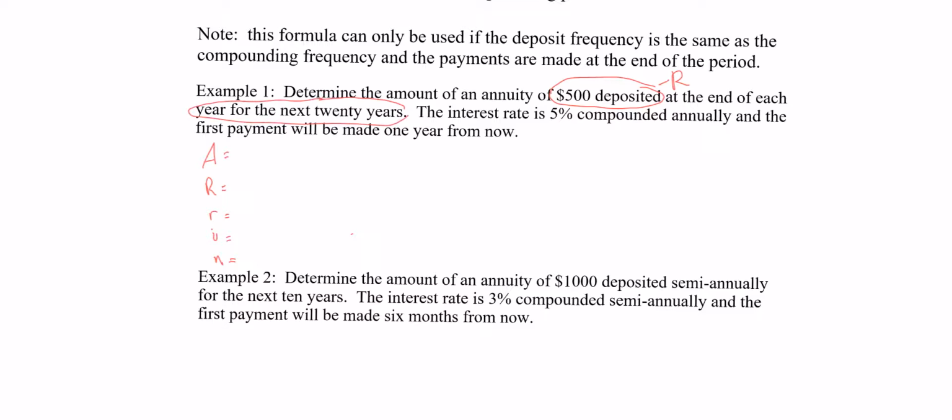So this happens for 20 years. This represents the years that this goes on for. But then this says at the end of each year. So that represents our compounding number. In this case, our compounding number is 1.